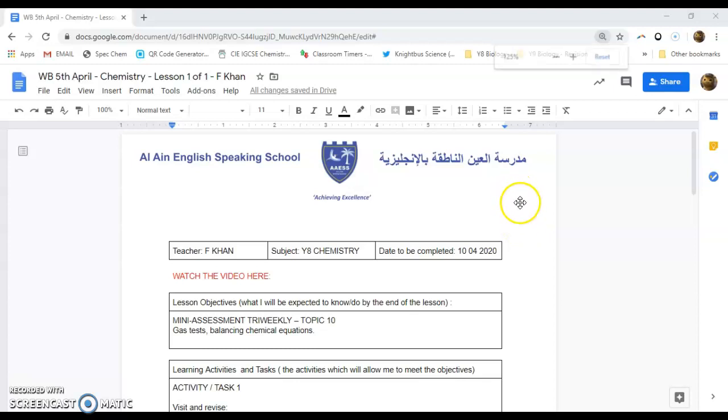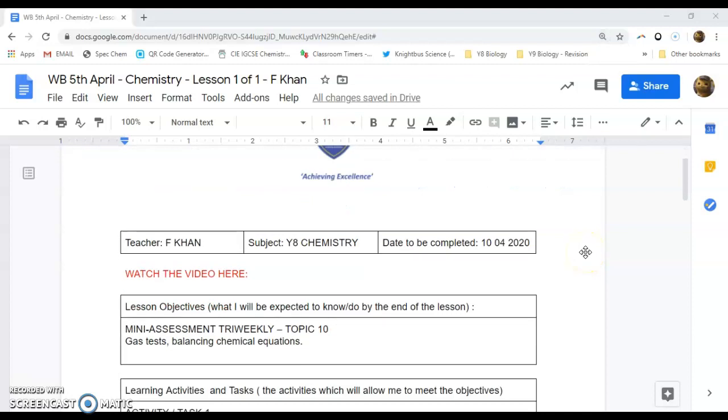Now, you've been working really hard on learning about gas tests and also doing balancing of chemical equations. In this lesson, you will have 2 activities to do. Number 1, you'll be able to revise and go through balancing chemical equation exercises at your own pace.